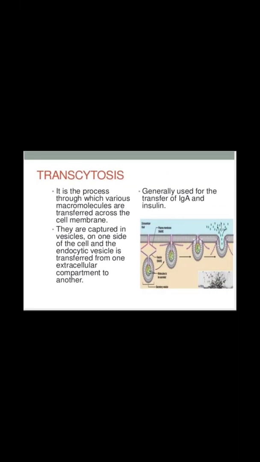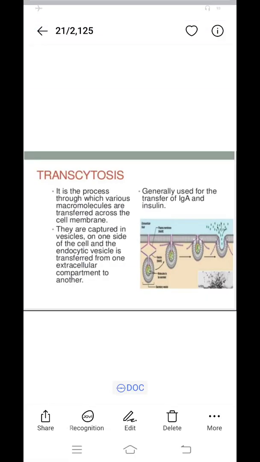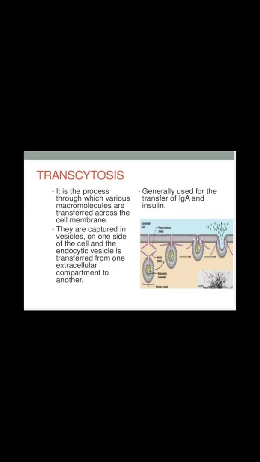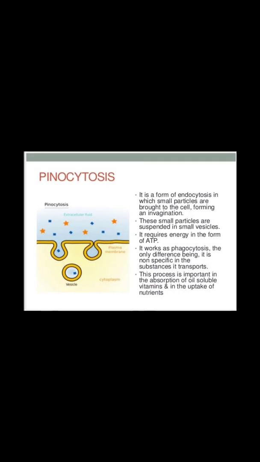Next process is transcytosis. It is a process through which various macromolecules are transferred across the cell membrane. They are captured in vesicles on one side of the cell, and the endocytic vesicles are transferred from one extracellular compartment to another. It is generally used for the transfer of IgA and insulin.